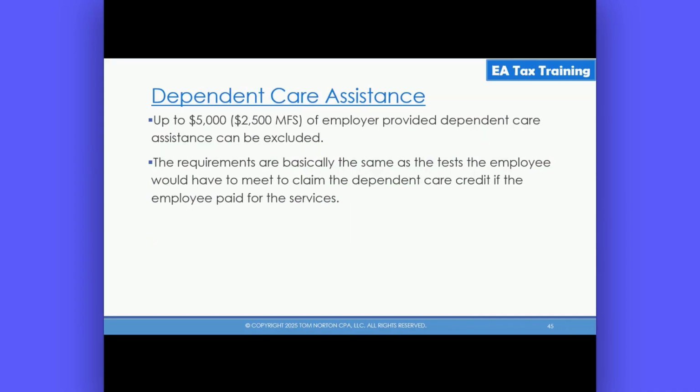Dependent care assistance, up to $5,000 of employer-provided dependent care assistance can be excluded. That's only $2,500 if you're married filing separately. The requirements for this are basically the same as the tests that we talked about to claim the dependent care credit.